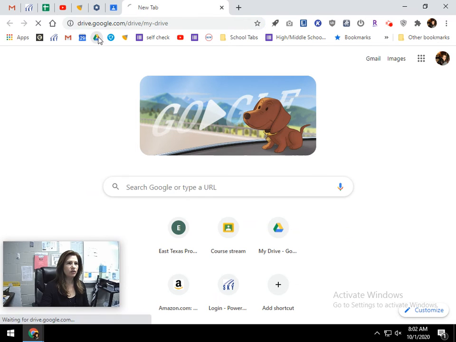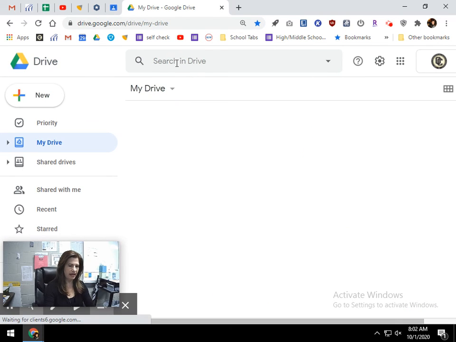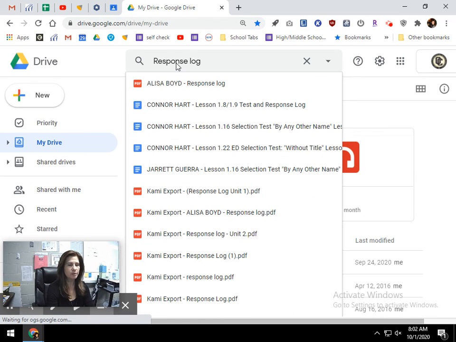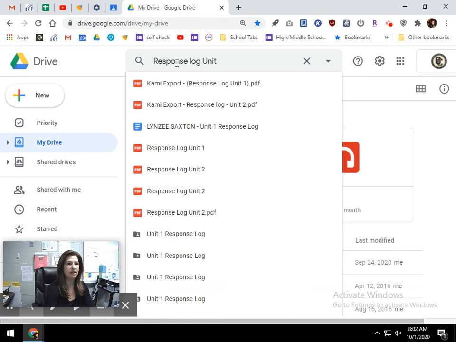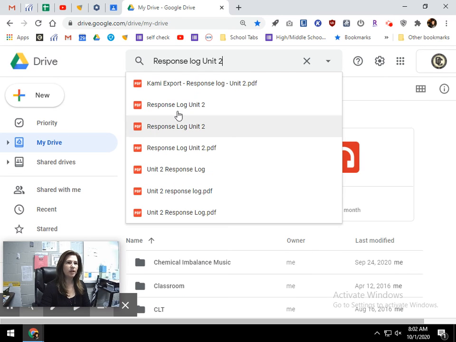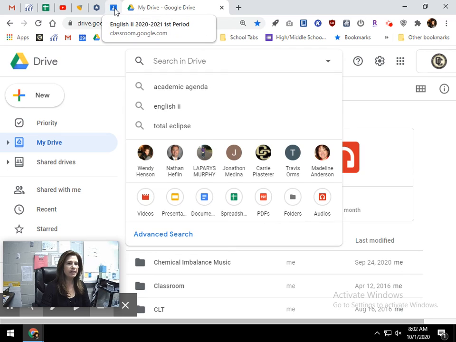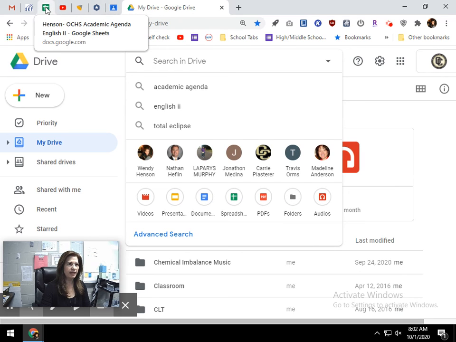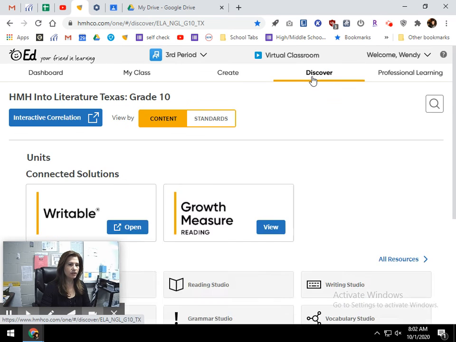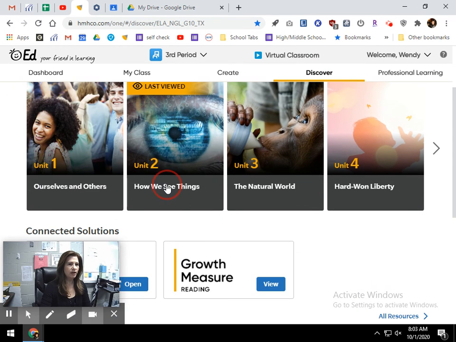So if you just go to your drive and type in response log number 2 or response log unit 2, that's what we named it last time, it should be there. I have several copies of it from doing this with all of my classes. If you don't have it for whatever reason, and some of you remote learners, somebody asked me yesterday how to get to it. So you would go to Ed, click on your Discover button, and click on Unit 2.